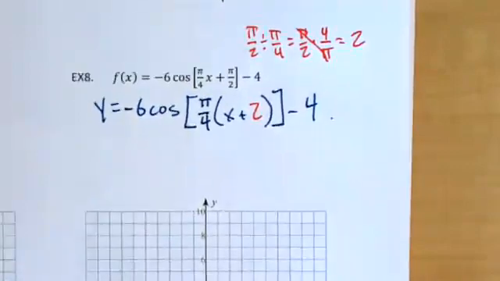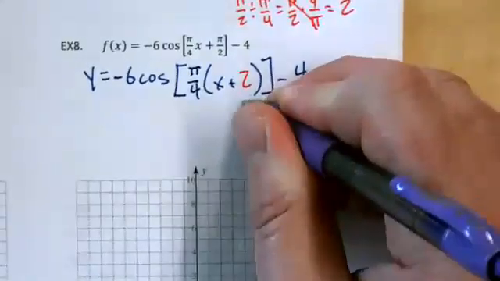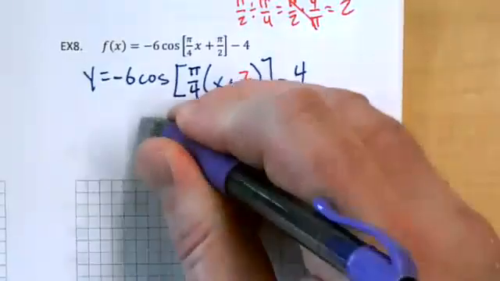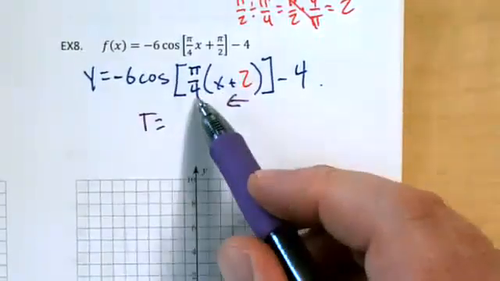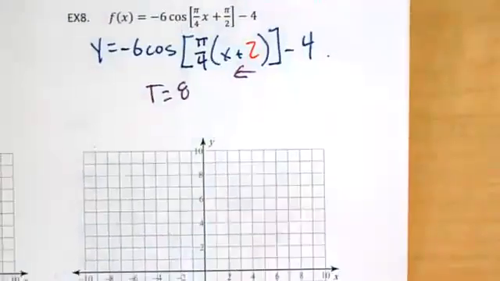So I came up with a +2 on the inside of my parentheses. Can you guys verify? Which would be a shift to the left by 2. And the period would be 8. Okay, let me give you a really big hint for when you're doing your vertical shifting on this.